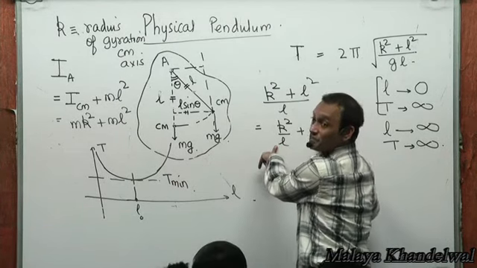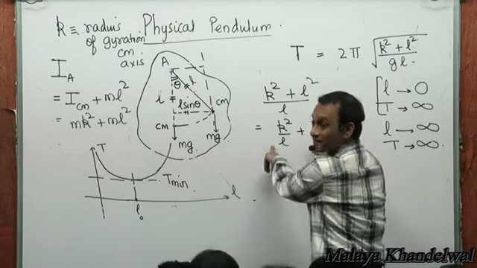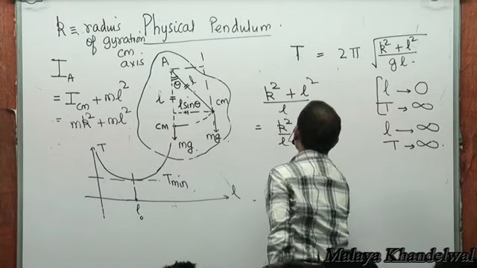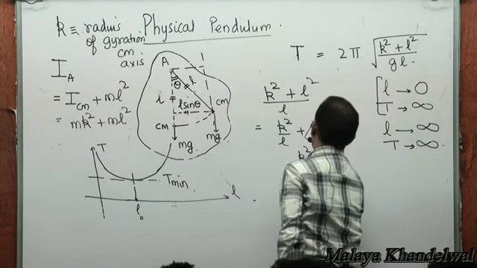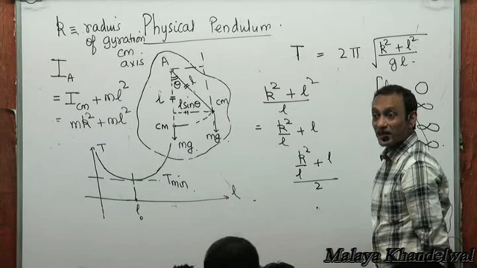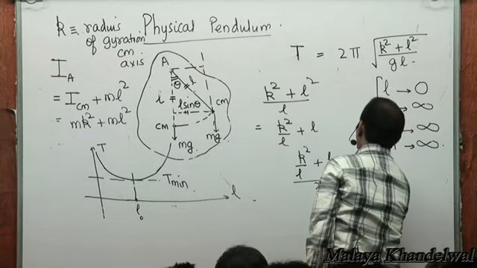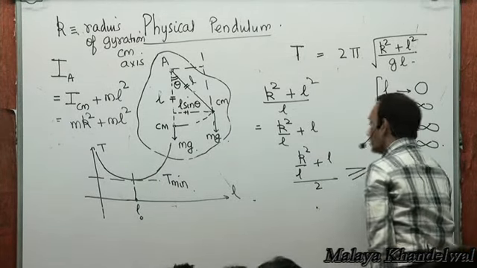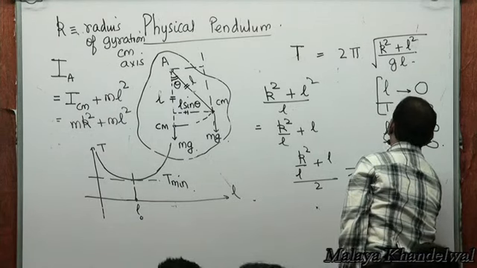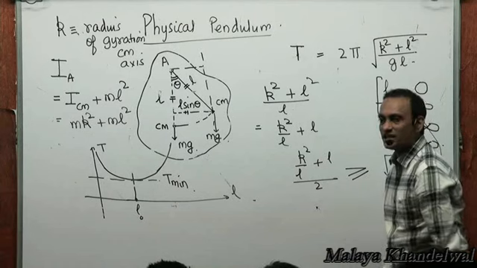So T would be T min when this is minimum. Now, (K squared by L plus L) by 2 is an arithmetic mean between these numbers, and it must always be greater than or equal to the geometric mean. The geometric mean is root of K squared by L into L. That's the geometric mean between these numbers.